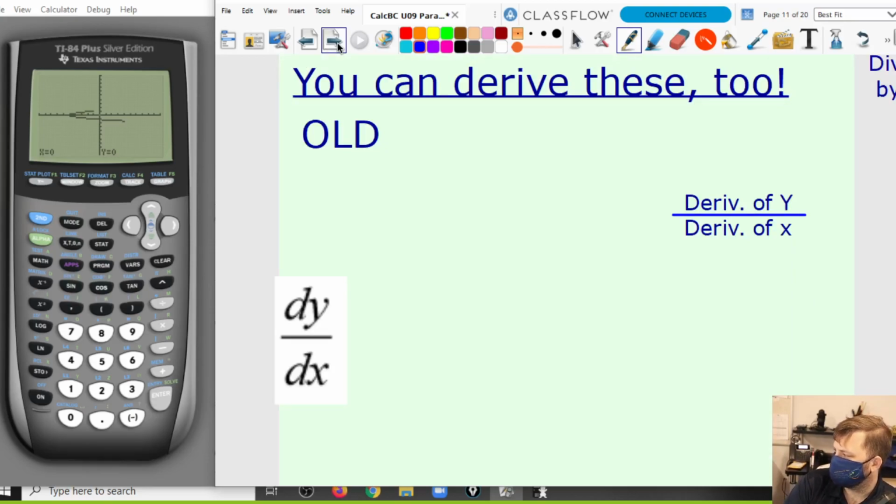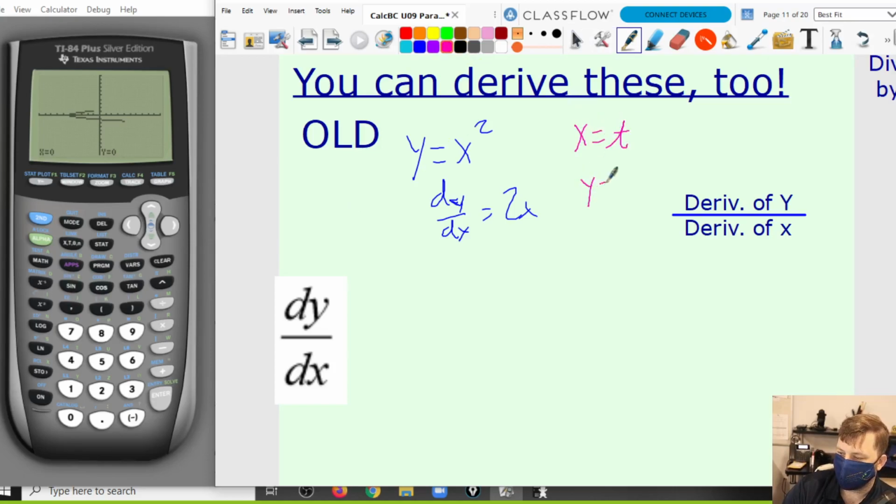Well, let's talk about deriving it. Let's do the calculus parts of this. You can also derive these. Like, how do I find the slope? If I had the equation y equals x squared and I wanted to find dy over dx, it'd just be 2x, right? But how do you do dy/dx when you have two parametric equations? So let's say I had my two parametric equations where x equals t and y equals t squared, like I had before.